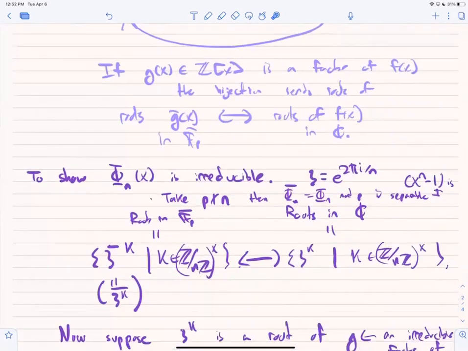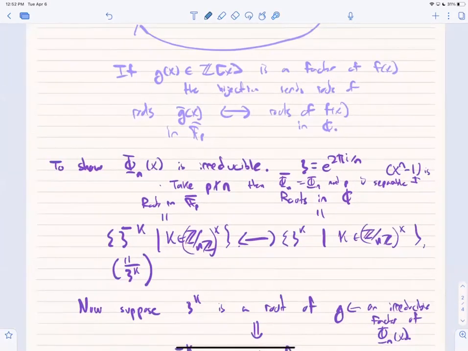So it's just because phi n is a factor of x to the n minus 1, so it suffices to show x to the n minus 1 is separable. And because the derivative is n times x to the n minus 1, if n is not equal to 0, then the only root is 0, which is not a root of x to the n minus 1.